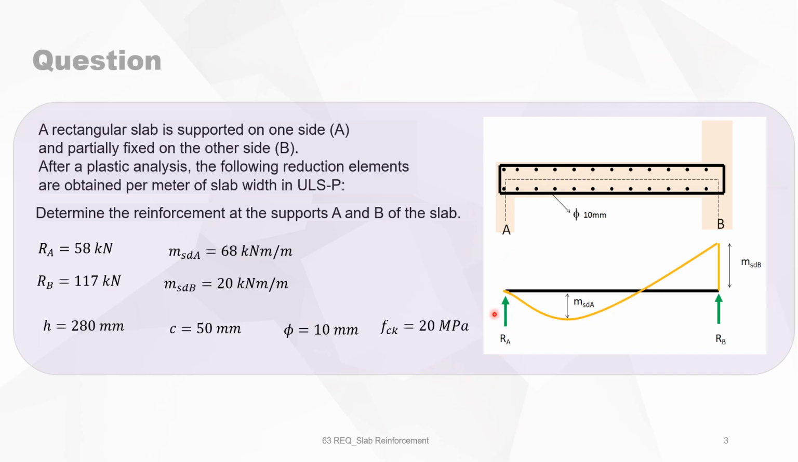The reaction force at A is 58 kilonewton per meter. At point B, it's 117 kilonewton per meter. The maximum bending moment at support B, or the negative bending moment, is 20 kilonewton meter per meter, and the positive bending moment is 68 kilonewton meter per meter. The slab is 280 millimeters depth, a concrete cover of 50. The diameter of the reinforcement perpendicular to this reinforcement, these are the small dots, is diameter 10, and the concrete quality is 20 megapascal.